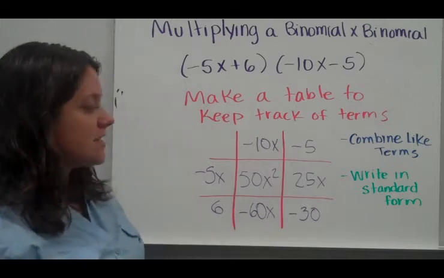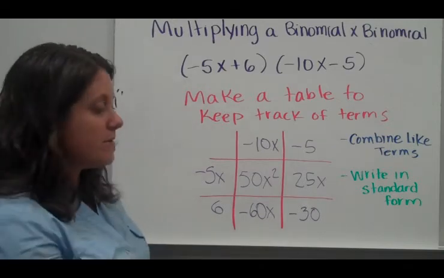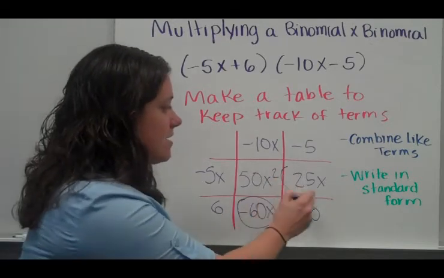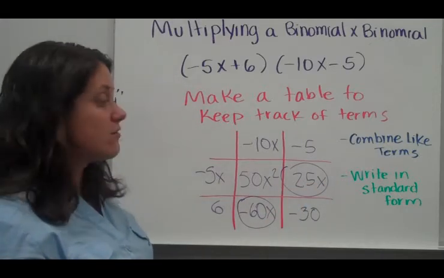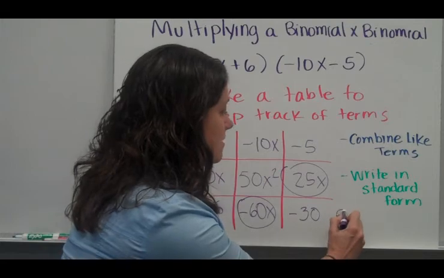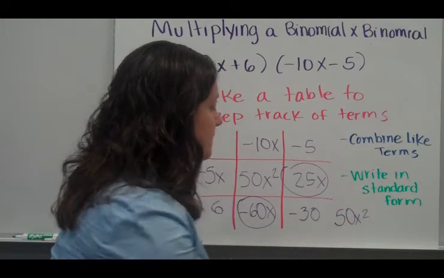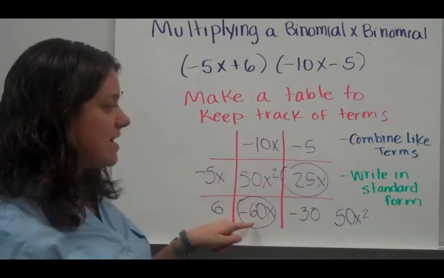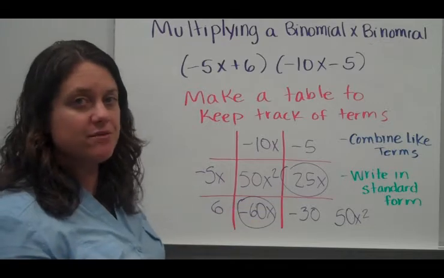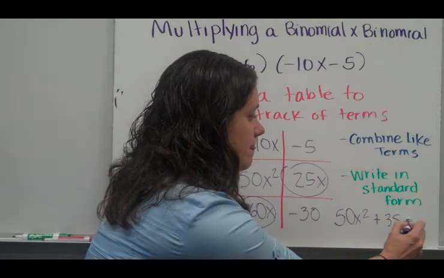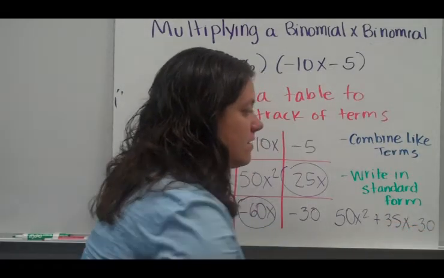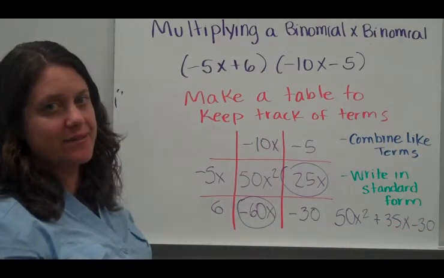Okay, so I'm going to combine like terms, so I'm going to look and see if any of them can be combined. I see that these two can. So now I'm going to write my answer in standard form, so it's going to be 50x squared. If I combine these two, I have a negative 60 and a positive 25, so that gives me positive 35. And then I can just write the negative 30, and that's my final answer.